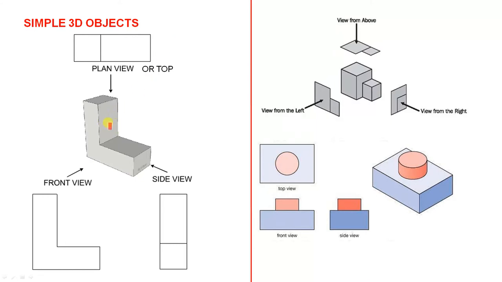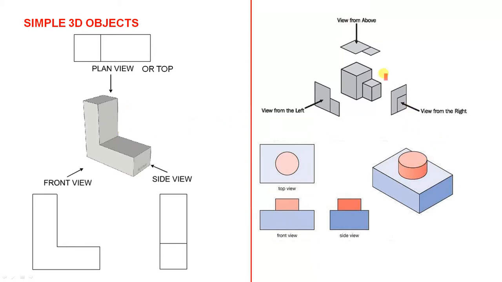So here is a very basic 3D object. When you look at this from the top, that's the plan view. When you look at it from this side, that's the front view, and that's what you see. When you look at it from the side, that is what you see. So there's three basic views of that 3D object.